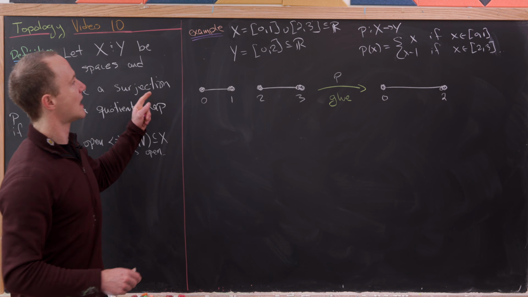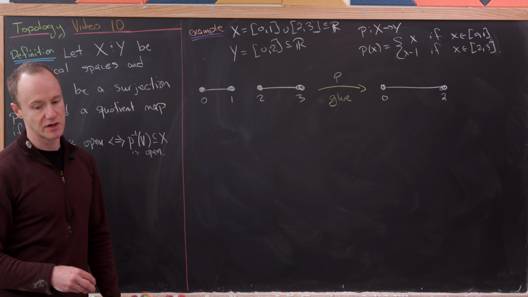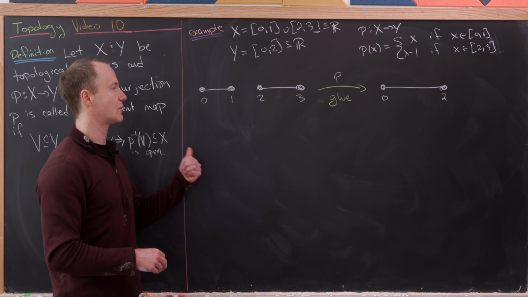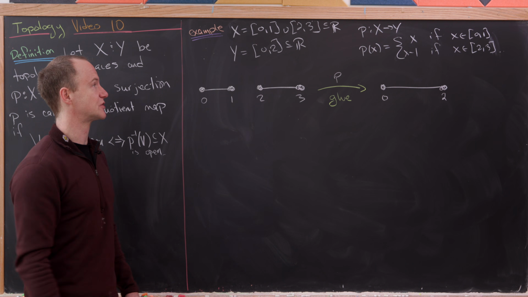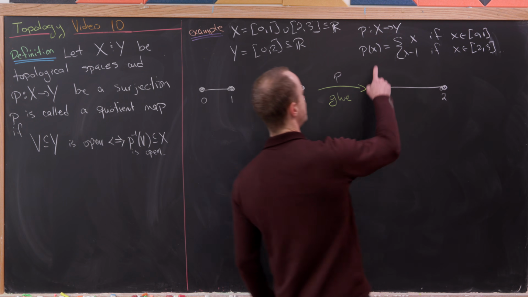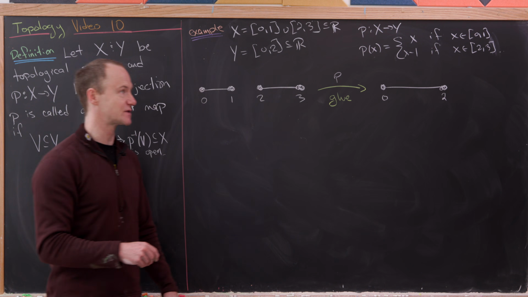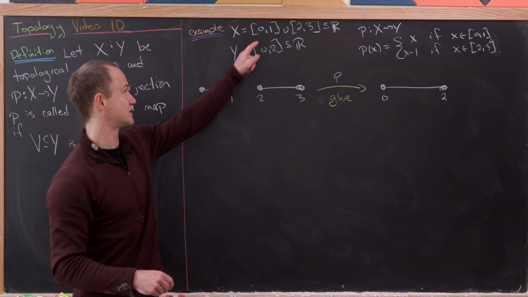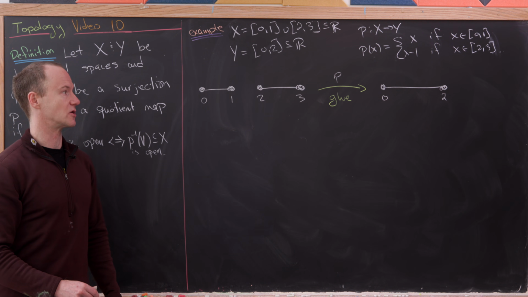Okay, so now let's look at a first example. So let's take x to be this union of the intervals 0, 1 with 2, 3. Those are both closed, and we're putting the subspace topology on that. And then y is the interval 0 to 2. And then our function does the following. So p of x is just x if x is between 0 and 1, and it's x minus 1 if x is between 2 and 3. So that tells us how p acts on these two disconnected parts of our domain.